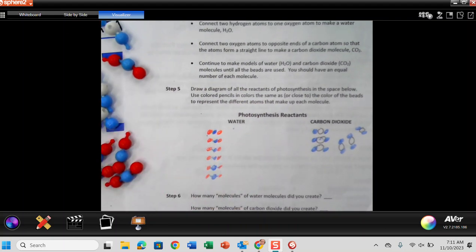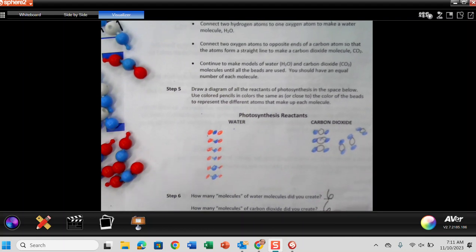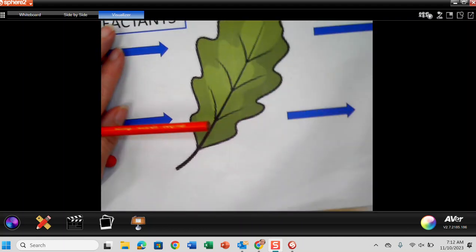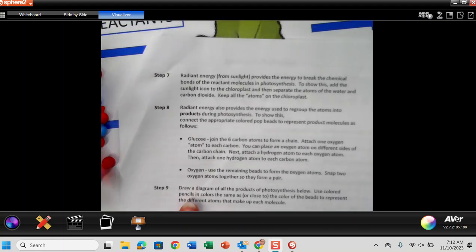And remember, how many molecules of water did I make? I made 6. They're right there. And how many molecules of carbon dioxide? 1, 2, 3, 4, 5, 6. I made 6. Okay, so we've made all of those molecules.